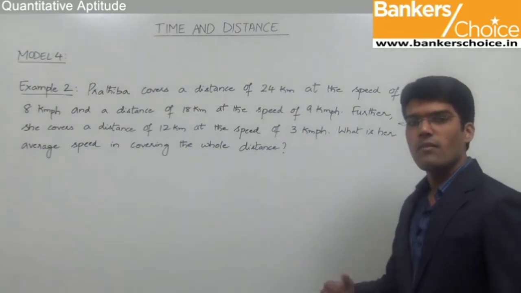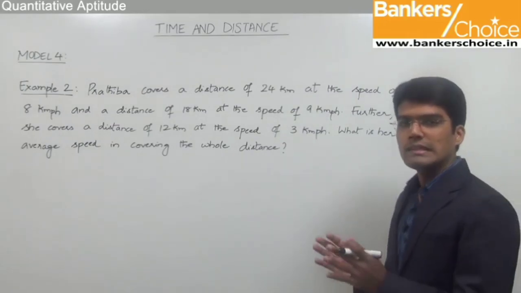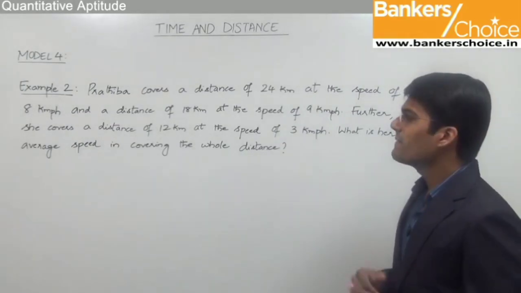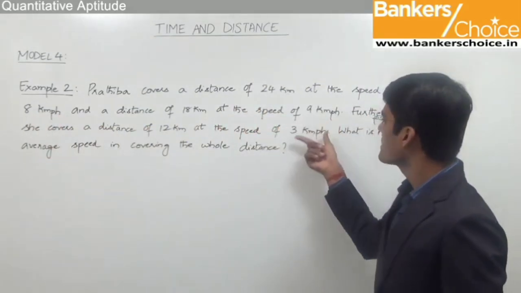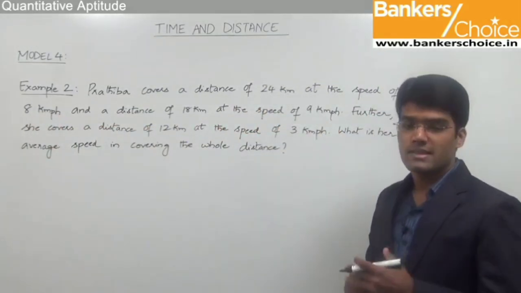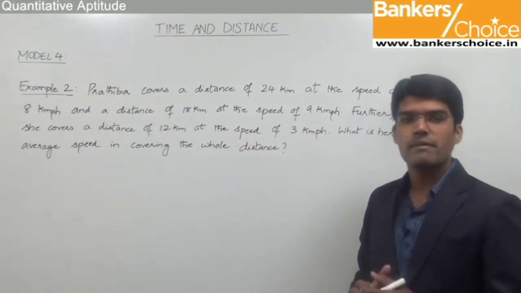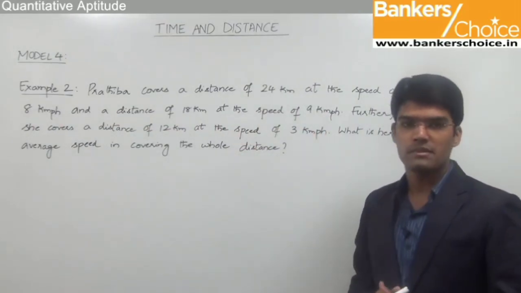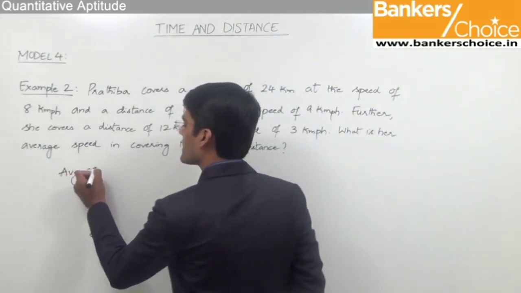So again here, we need to find out the average speed of Pratibha, who has covered a distance in 3 different parts. As we can see from this question, the 3 different speeds are 8 kilometers per hour, 9 kilometers per hour and 3 kilometers per hour. It doesn't mean that the average speed will be 8 plus 9 plus 3 by 3. Average speed should not be taken as average of the speeds. It is always calculated as total distance travelled by total time taken.